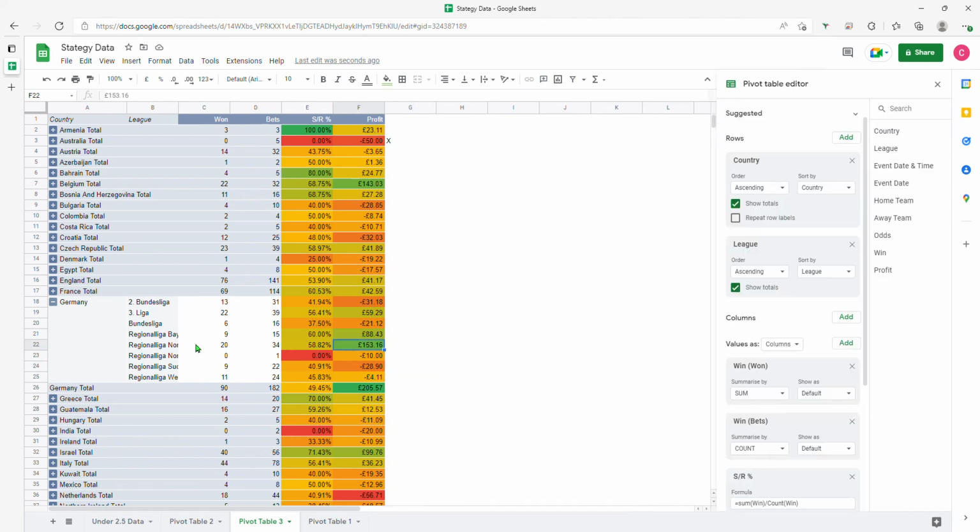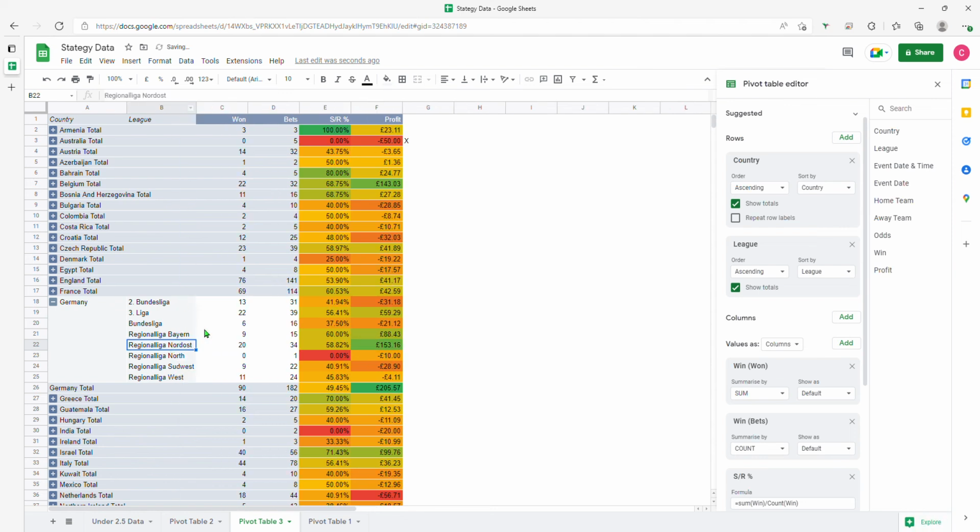This is a good one here. We've won 20 out of 34 in this league. Regional and North. I'll just resize that a little bit so you can see the names. Regionalliga Nordost is a good one. That one's pretty good. The Bayern, that one not so. We've only won 9 out of 22. Might be worth ditching that one.